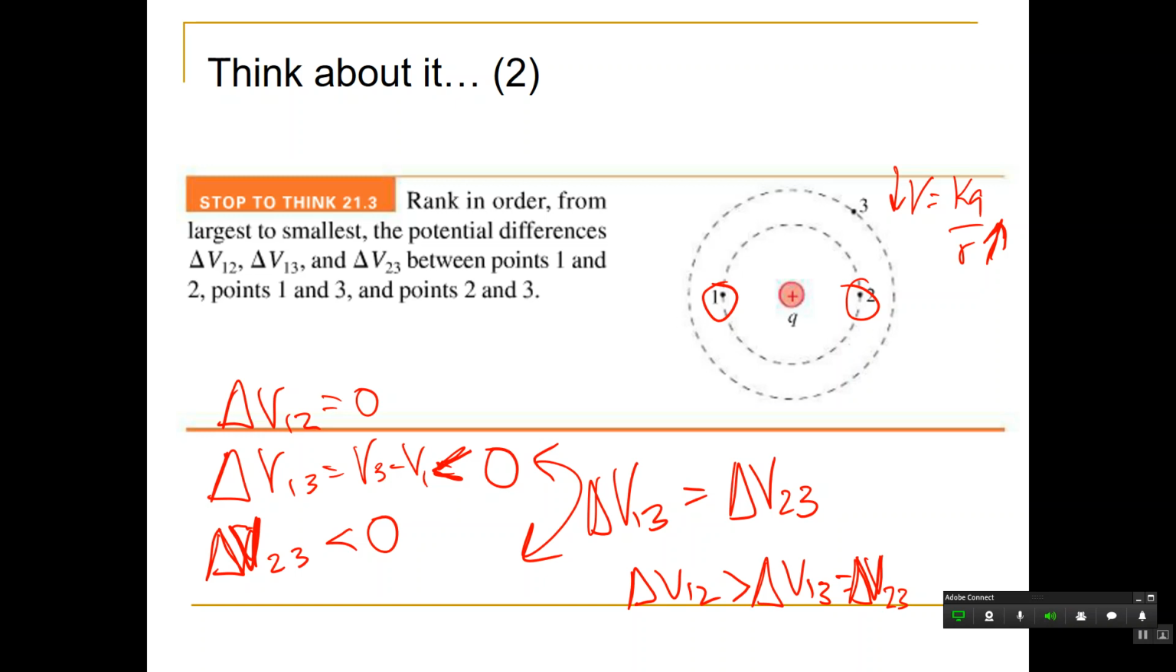Because it's voltage, there is no other charge. The only charge that we take into account is this one at the center, and it's a proton. And so close to it, it's going to have a really high potential, and far away from it, it's going to have a really low potential. If it was an electron, it would be the other way around. But in this case, it's a proton.